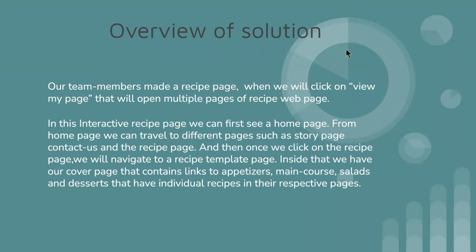On the next page, we're going to talk about the overview of solutions. Our team members made a recipe page where we will click on View My Page that will open multiple pages of the recipe web page. In this interactive page, we can first see a home page. From the home page, we can travel to different pages such as the story page, contact us page, and the recipe page. Once we click on the recipe page, we will navigate to a recipe template page. Inside that, we have our cover page that contains links to appetizers, main course, salads, and desserts that have individual recipes in their respective pages.